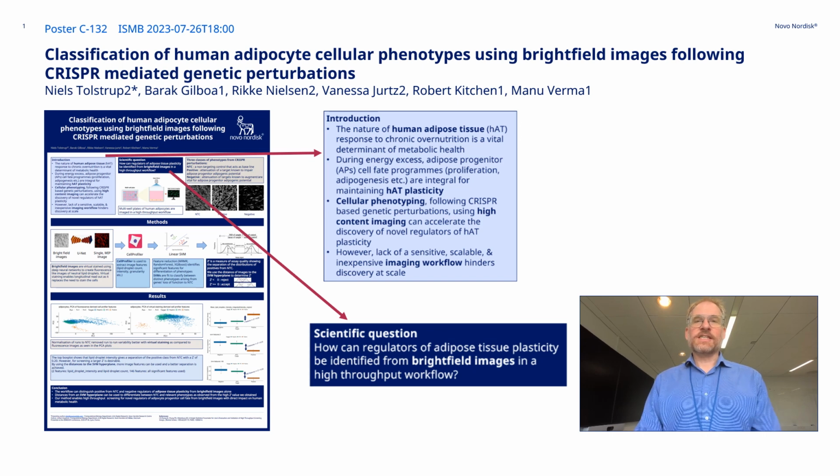Serious chronic diseases like diabetes and cardiovascular diseases are associated with chronic energy excess. One mechanism behind this is the nature of the response of the human adipose tissue to overnutrition. Imagine if new regulators of adipose tissue plasticity could be identified. This is what our CRISPR screening workflow aims to do.